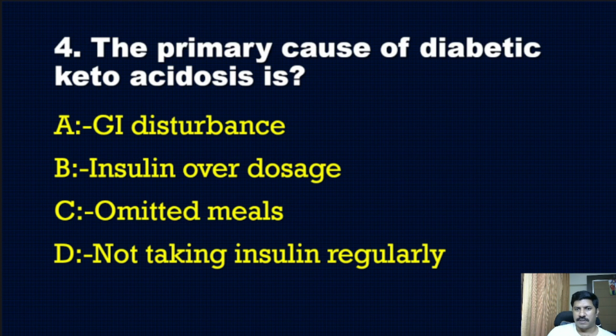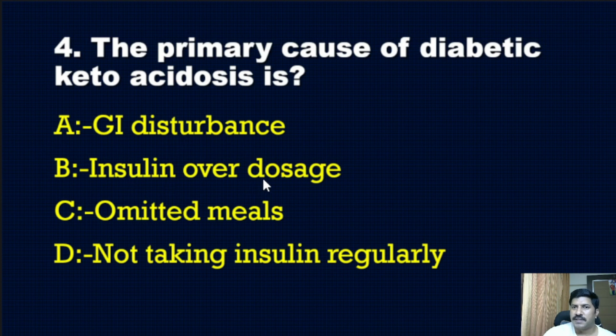So what are the causes leading to diabetic ketoacidosis? In the options, there is a GI disturbance, insulin overdosage, omitted meals, not taking insulin regularly. A GI disturbance will not specifically cause diabetic ketoacidosis, and insulin overdosage.